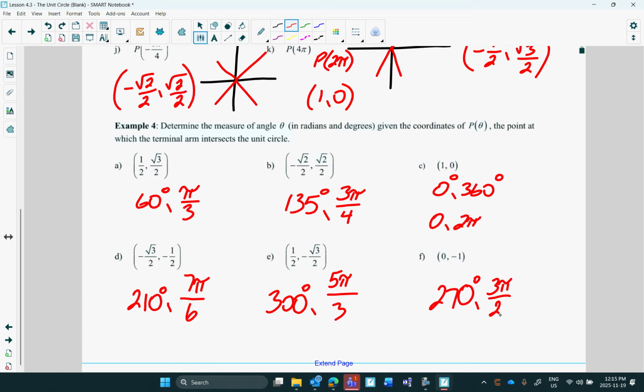So a lot of what we did last year, except now we're adding the radians that you have to be familiar with. And don't worry, you'll get there.